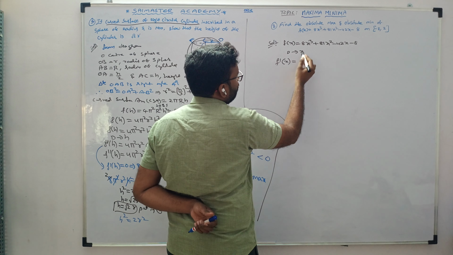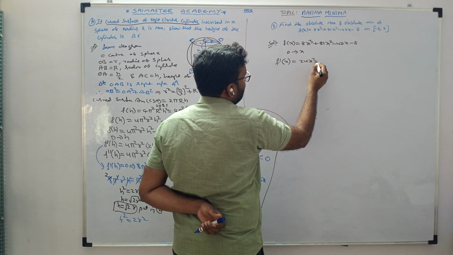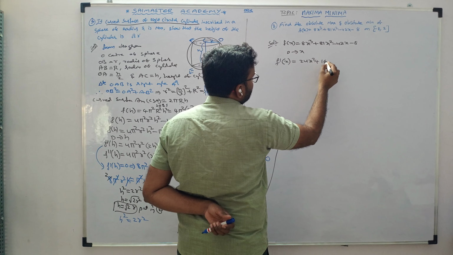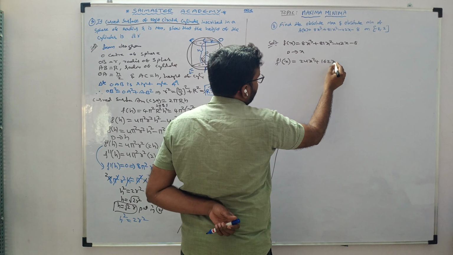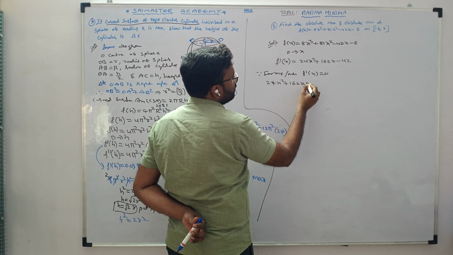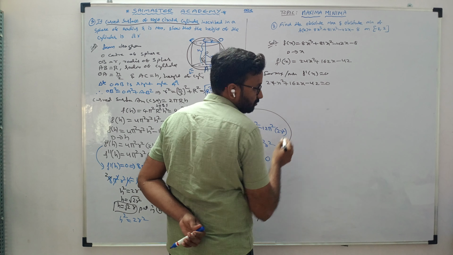f dash of x is equal to 8 times 3 is 24x square, plus 81 times 2 is 162x, minus 42. This is f dash of x. Now to get the values of x, for maxima or minima, f dash of x is equal to 0. So 24x square plus 162x minus 42 equal to 0 we have to solve.